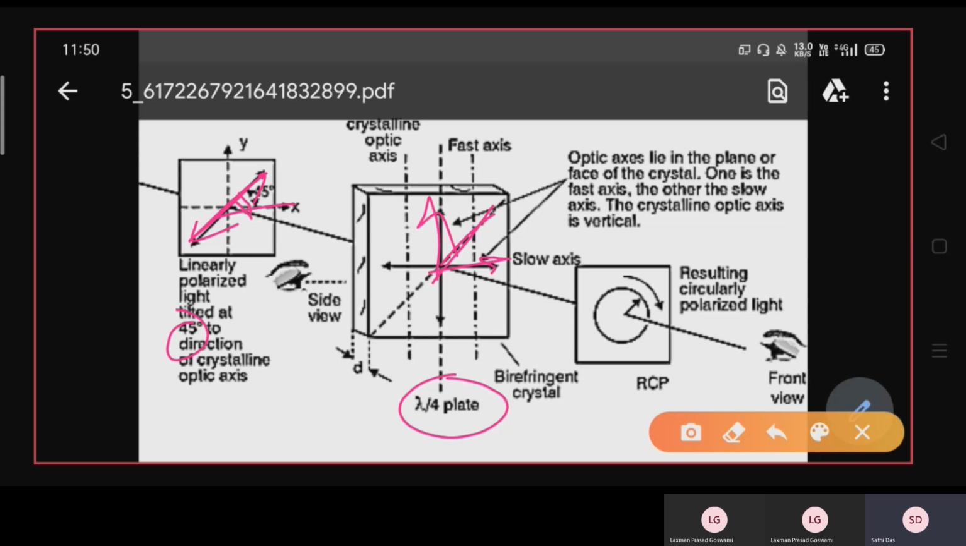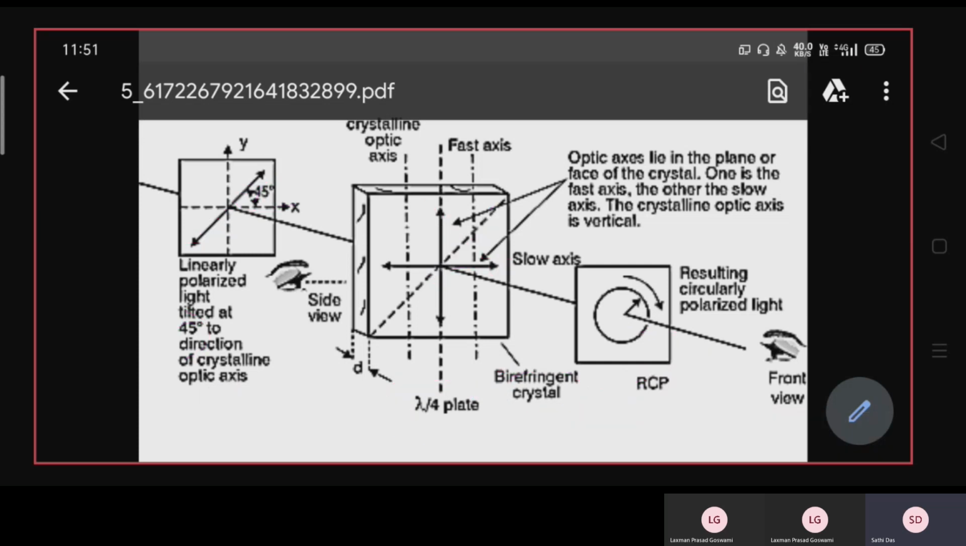Okay, so this plane wave, after passing through this lambda by 4 plate, which is made of birefringent crystal, becomes the right circularly polarized wave. So from the plane wave we get the circularly polarized wave with the application of a lambda by 4 plate, and the axis is making 45 degrees.